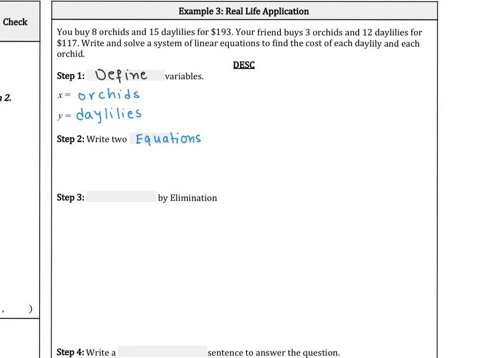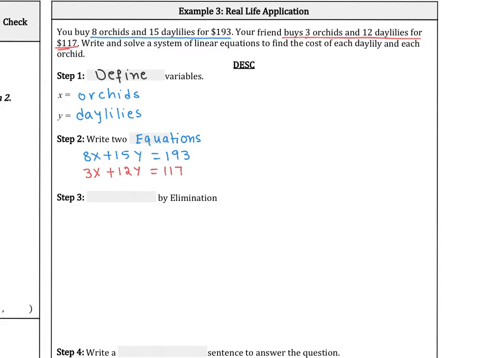So my first equation is 8 times x plus 15 times y equals 193. My second equation is 3 times x, orchids, plus 12 times y equals 117. So 3x plus 12y equals 117.